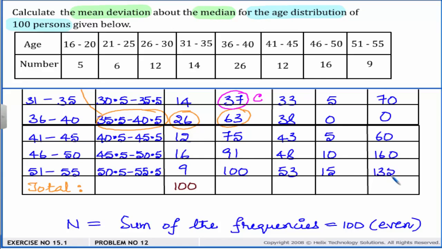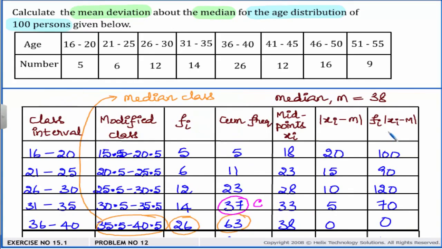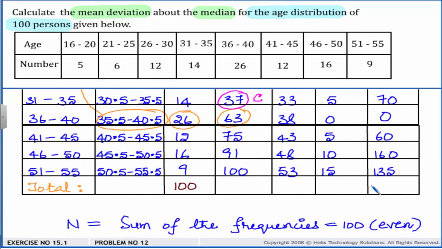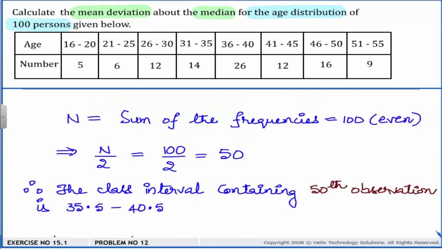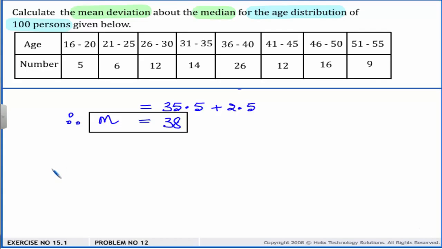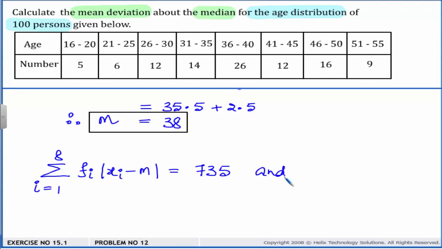Now, the summation of Fi into modulus of xi minus m is 735. So let us write that. We have the summation of Fi into modulus of xi minus m, where i equal to 1 to 8 is equal to 735, and capital N is equal to the sum of the frequencies is equal to 100, as you can see here.